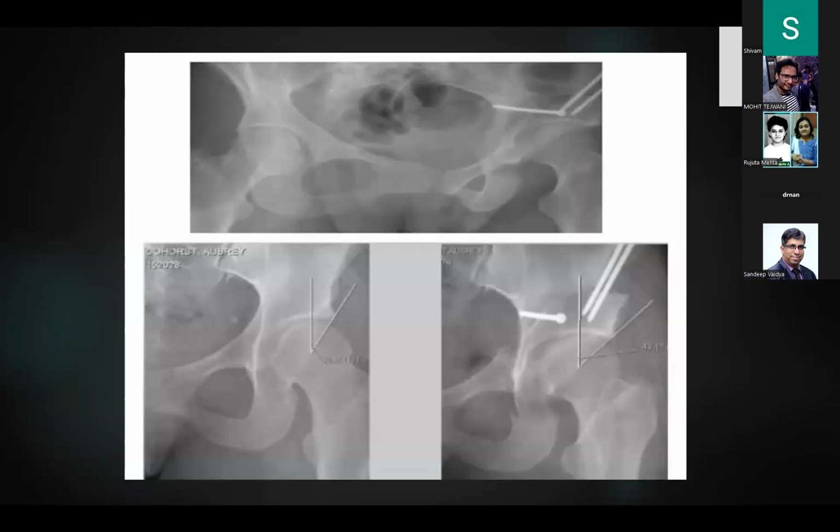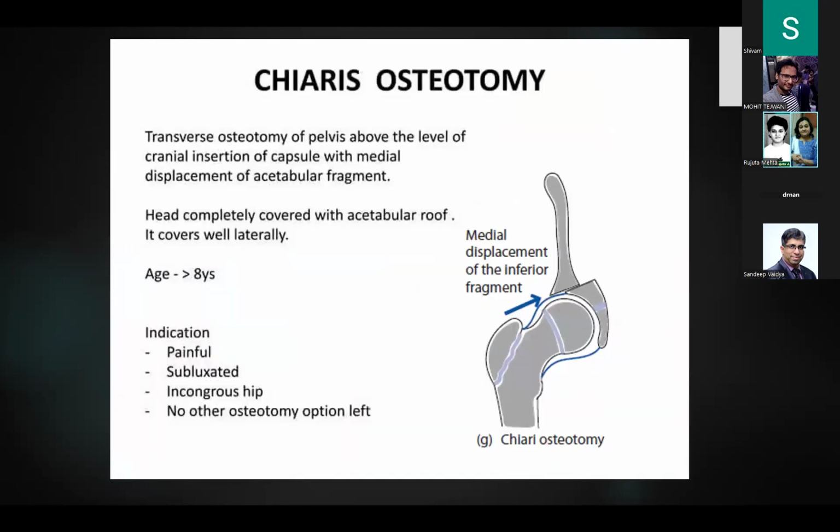So this is an example of a radiograph post Bernese-Ganz periacetabular osteotomy. So coming to the salvage procedure. In case the child is older, or if a concentric reduction has not been obtained, or if there is dysplasia leading to redislocation that is not completely reducible, then we can opt for a Chiari or a shelf acetabuloplasty. Both are examples of salvage procedures.